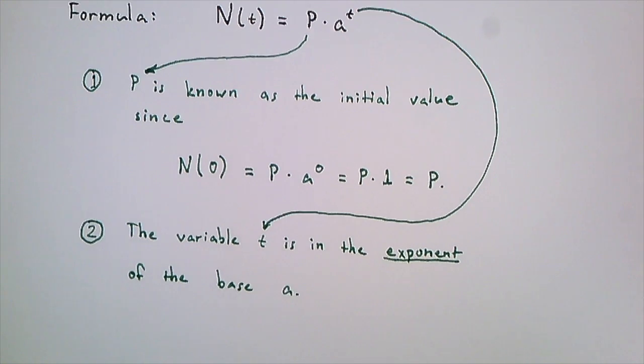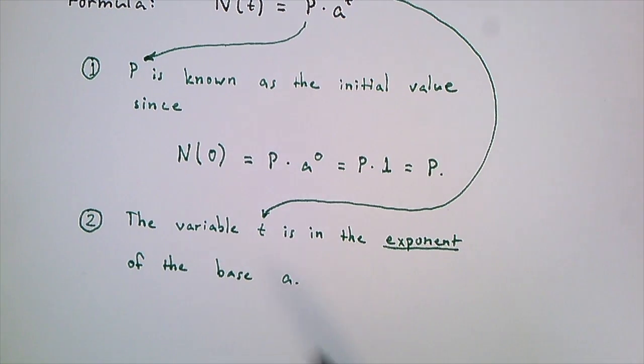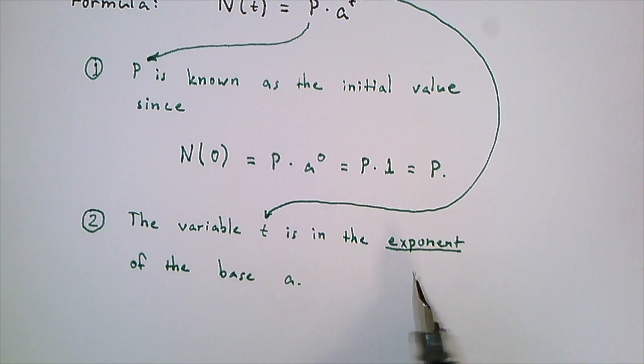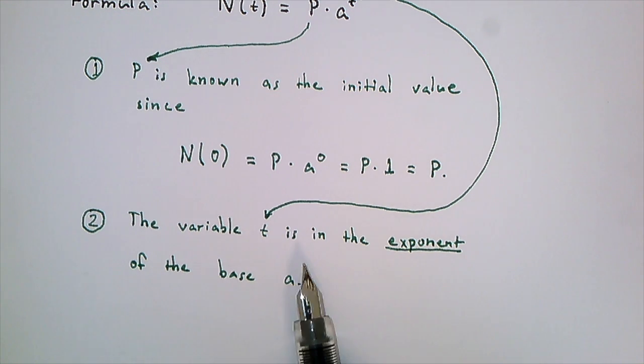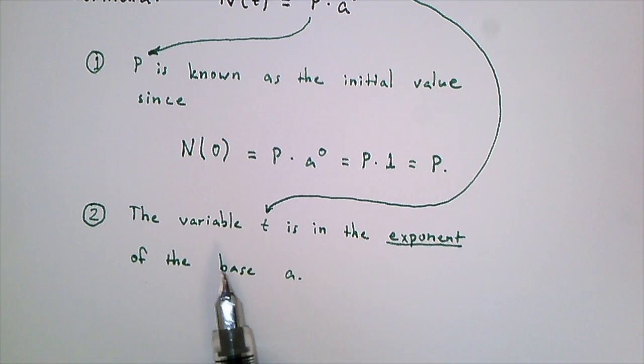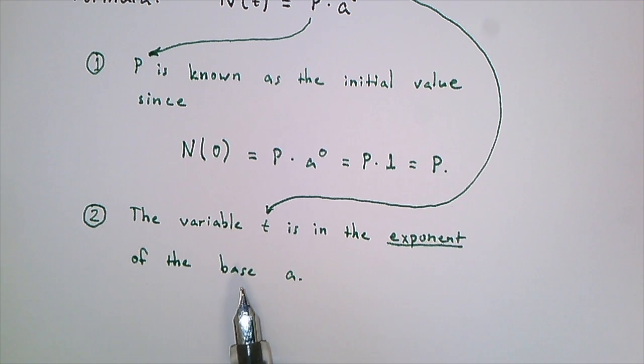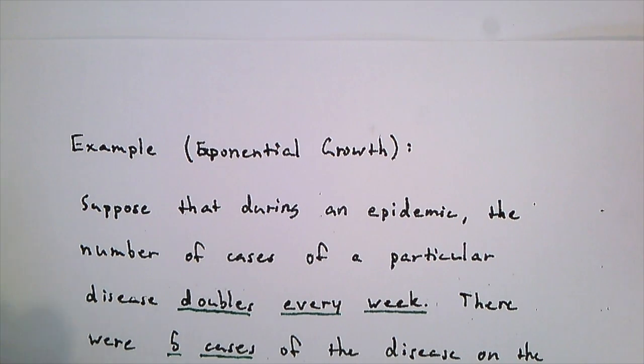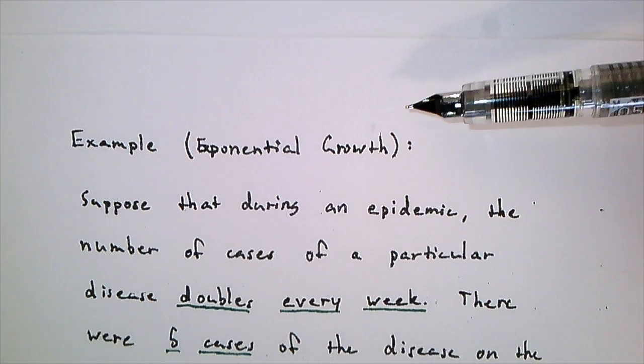And make sure you're paying attention to where the variable t shows up. It's in the exponent of the base a. Another thing that you should keep in mind going forward is that the base a is also known as the growth rate or decay rate, depending on the context. Now let's talk through an example of exponential growth.